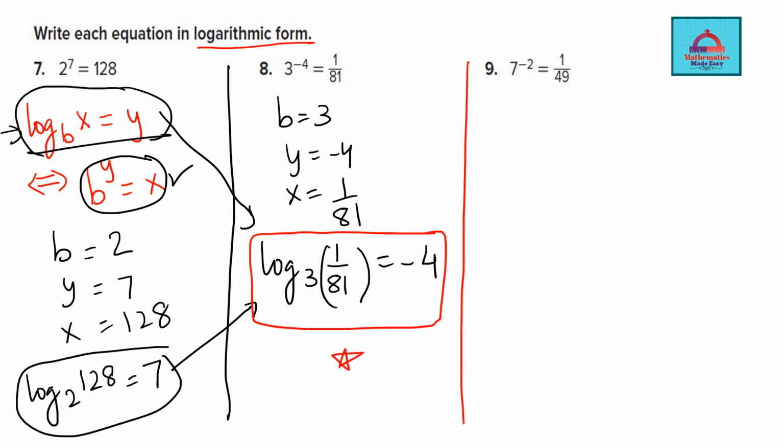Let's do the last one similarly. Now I'm directly going to use this formula because we are now comfortable with log questions. So log, the base is 7, the value of x here is 1 over 49 and the value of y is minus 2. So this is your answer. Let's do a little bit more practice and solve question 10, 11 and 12 in the next slide.